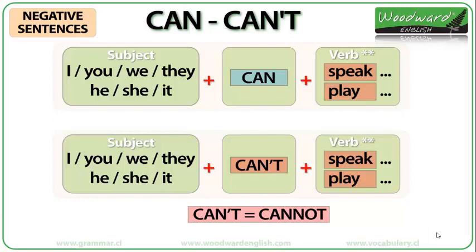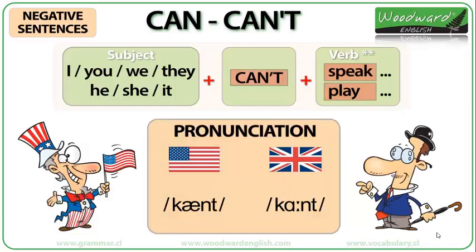In the affirmative, I can speak. In the negative, I can't speak. You can speak. In the negative, you can't speak. In the affirmative or the simple, we can speak. In the negative, we can't speak. They can speak. In the negative, they can't speak. Same is the case with the other subjects. Simply in the negative, there is an addition of not with the can to make it can't.